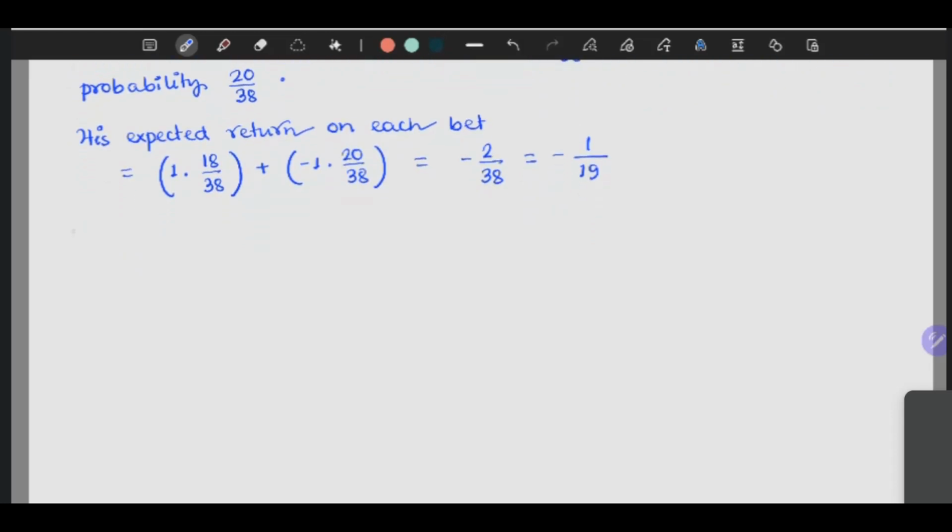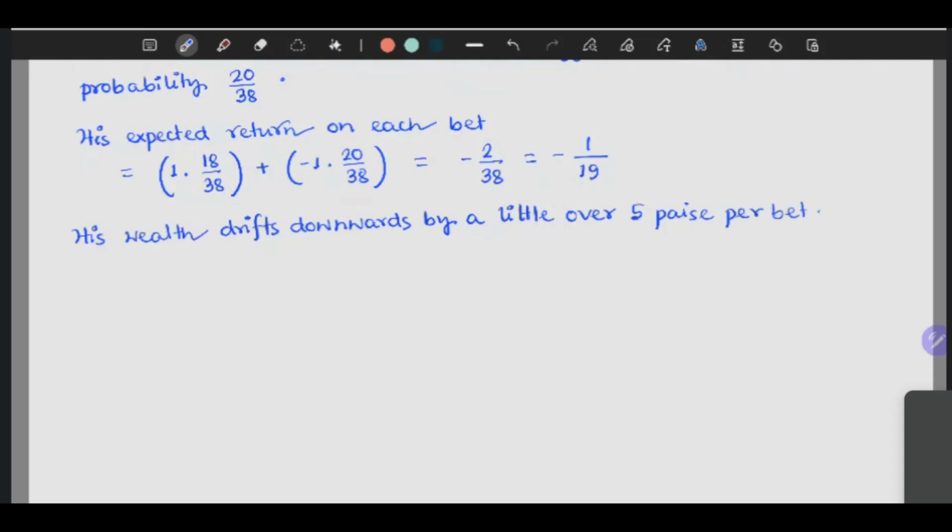So his wealth drifts downwards by a little over 5 paise per bet. So we can get a drift.